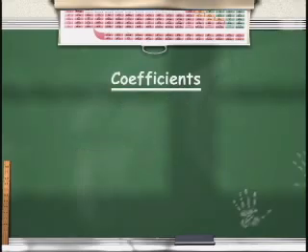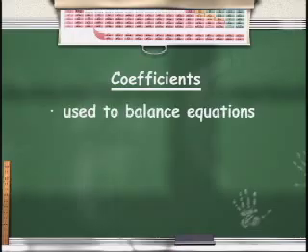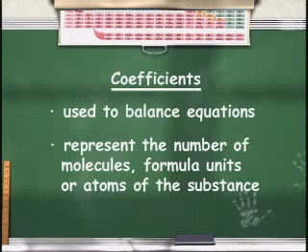The large numbers in front of some of the formulas in a chemical equation are called coefficients. These numbers are used to balance the equation and represent the number of molecules, formula units, or atoms of the substance. We'll talk more about that later, but for now, just remember that like subscripts, a coefficient of 1 is understood, but not written. It's also important to remember that subscripts can never be changed in order to balance a chemical equation. When balancing equations, the only numbers that can be changed are coefficients.